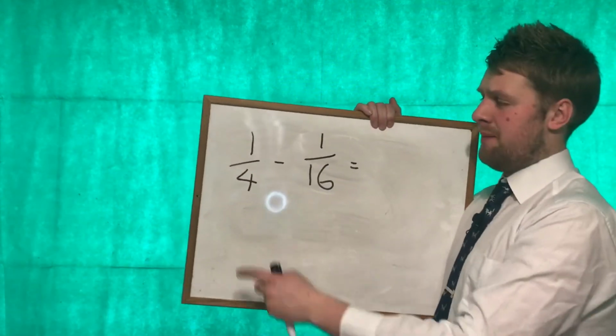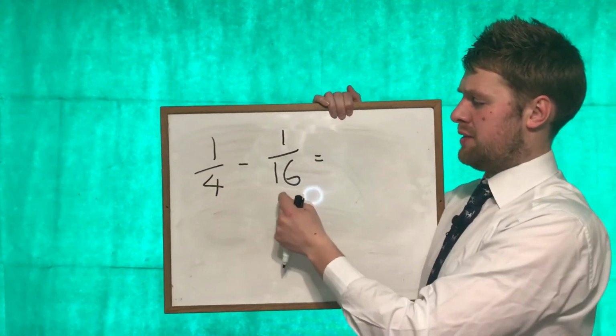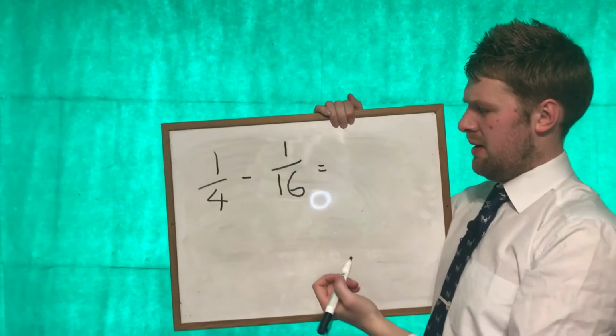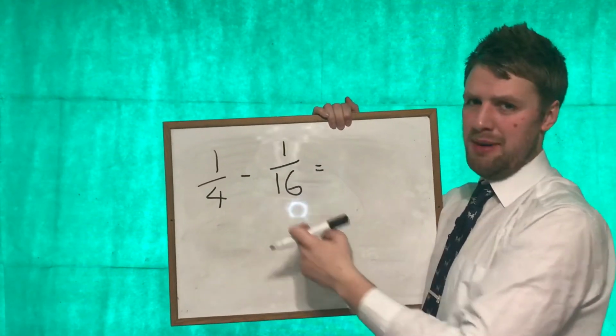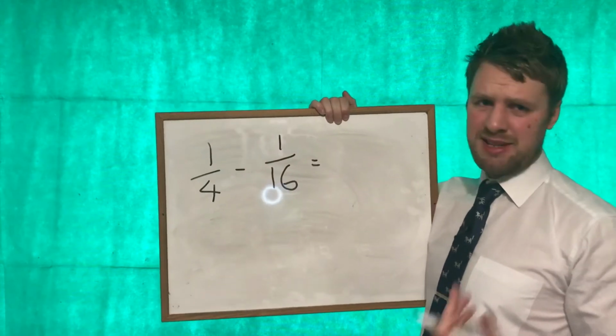So, we're now going to look at subtracting fractions where the denominator isn't the same. A little bit trickier. So, let's start with this one. It says 1/4 subtract 1/16. Now, I'd be okay with this part, but I'm not happy about these denominators. They're not the same, so it makes it more difficult.